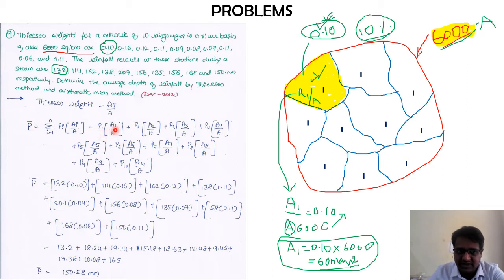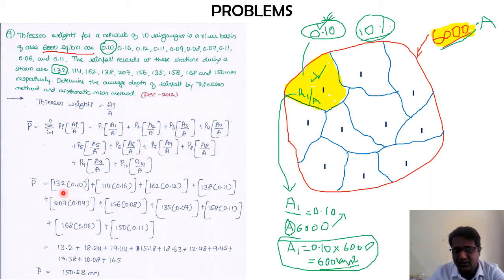If I expand this formula, it will be P1 into A1 by A plus P2 into A2 by A plus P3 into A3 by A, and so on up till P10 into A10 by A. There is no need for me to calculate the value of A1 individually and put it over there, because the Thiessen weights they have given are already the ratios A1 by A, A2 by A, A3 by A, and so forth.